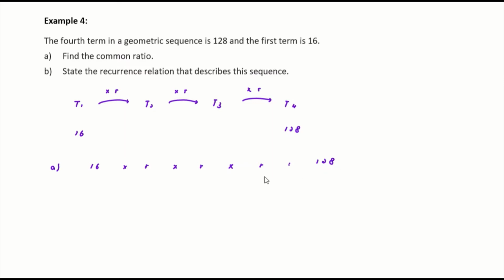Am I right? In the other case, that's 3 times r, so r cubed will be equal to 128 divided by 16. It's exactly the same thing. When we multiply them together, we get 16r cubed equal to 128. We bring 16 over to the other side, then it becomes divide. So 128 divided by 16 gives us 8. So r cubed is equal to 8. So r is equal to 2, because the cube root of 8 gives you 2.